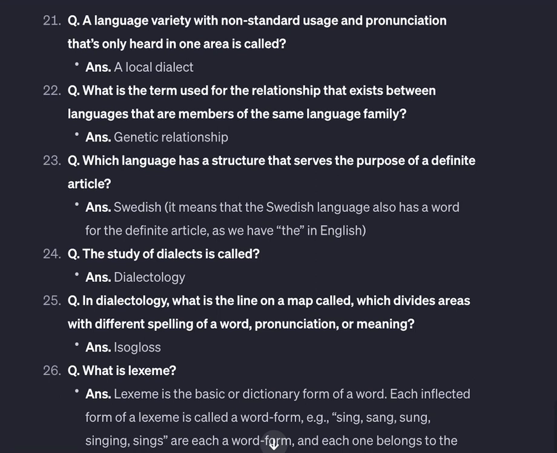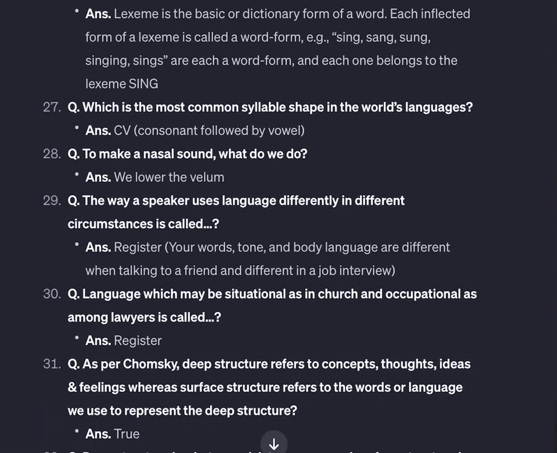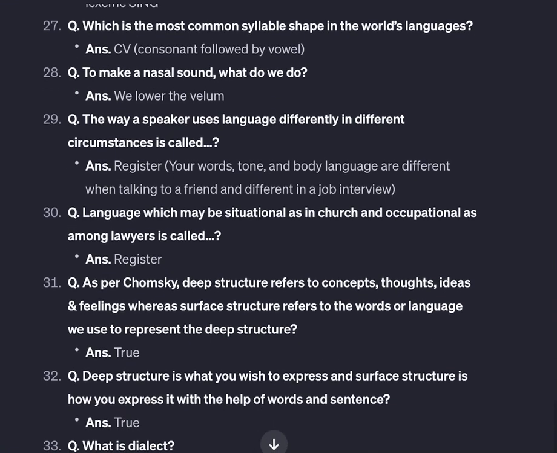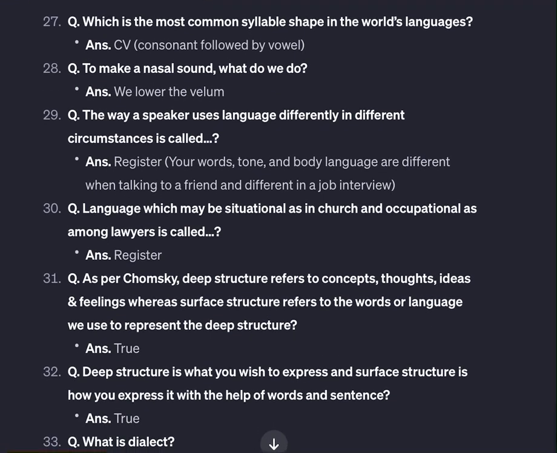26. Q. What is lexeme? ANS. Lexeme is the basic or dictionary form of a word. Each inflected form of a lexeme is called a word form, e.g., sing, sang, sung, singing, sings are each a word form, and each one belongs to the lexeme "sing". 27. Q. Which is the most common syllable shape in the world's languages? ANS. CV. Consonant followed by vowel.